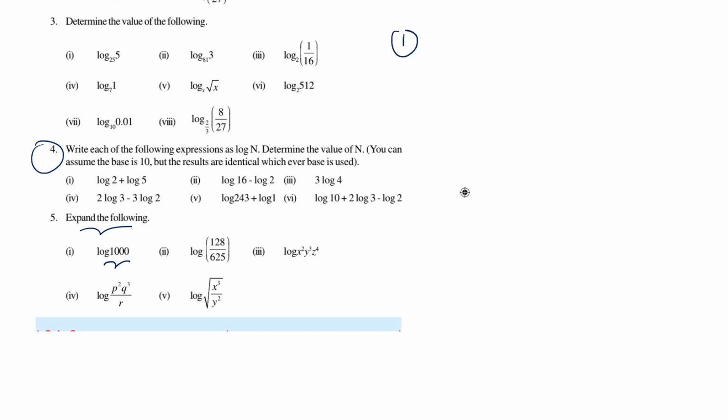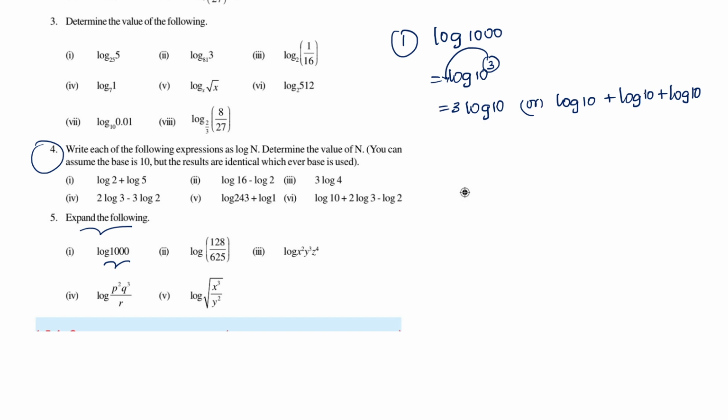The first question is log 1000, and we know that log 1000 can be written as log 10 cube. And we know that whenever a number has a power, this power will straight away be multiplied here. So it will be 3 log 10, or log 10 plus log 10 plus log 10, because 3 times log 10 is nothing but 3 log 10, log 10 plus log 10 plus log 10, like that.